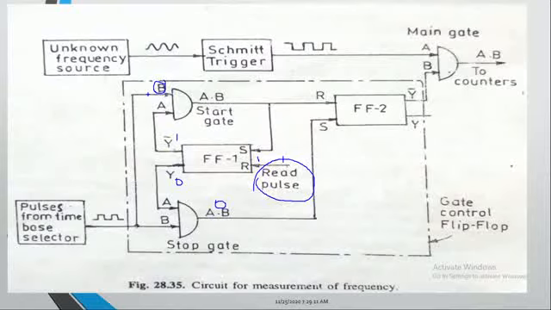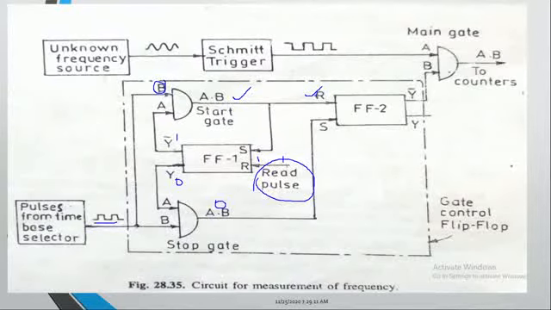The other input is nothing but B, which is connected to the time based selector. So this time based selector is generating what? Pulses. This time based selector is generating the pulse. Okay, it is generating the pulse. So because of that, the output of this gate is a 1, which is applied as an input to this particular flip flop 2.